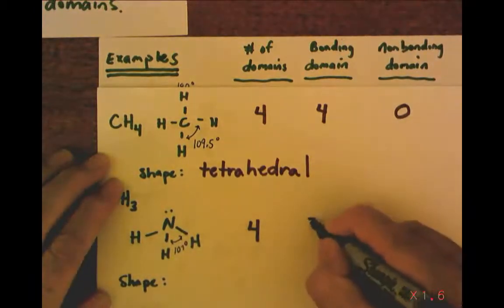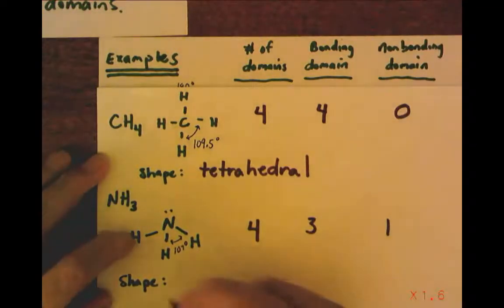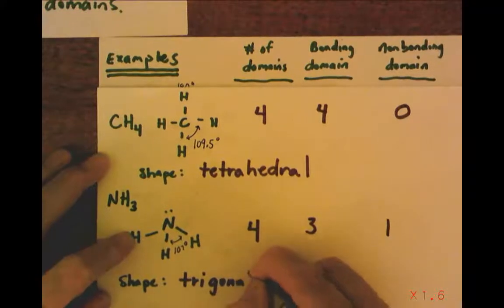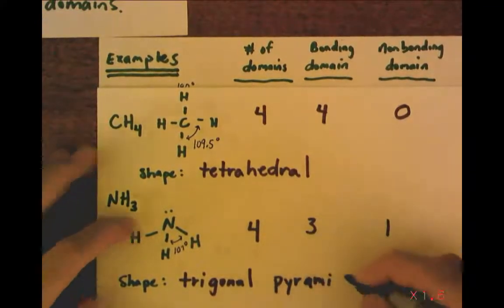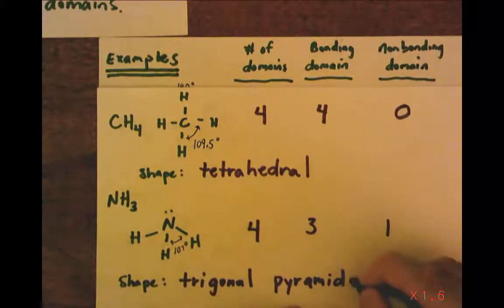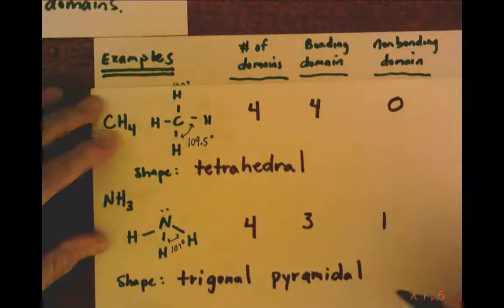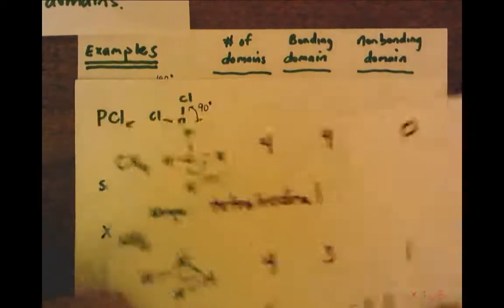So 3 bonding, 1 non-bonding. What do we have for a shape? Trigonal. I always say pyramidal, but basically that's what it is. It's a pyramid, but it's trigonal pyramidal. Okay, so there's another example.